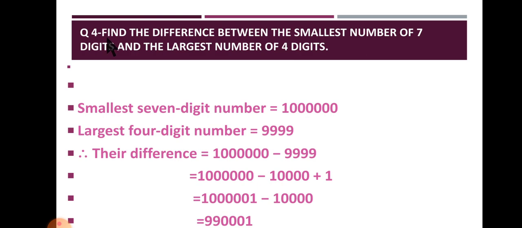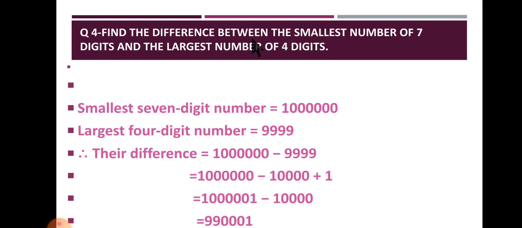Question number 4. Find the difference between the smallest number of 7 digits and the largest number of 4 digits. Dear students, you already know about difference. What is the meaning of difference? Difference is the result of subtraction of two numbers. So to find the difference we need two numbers.